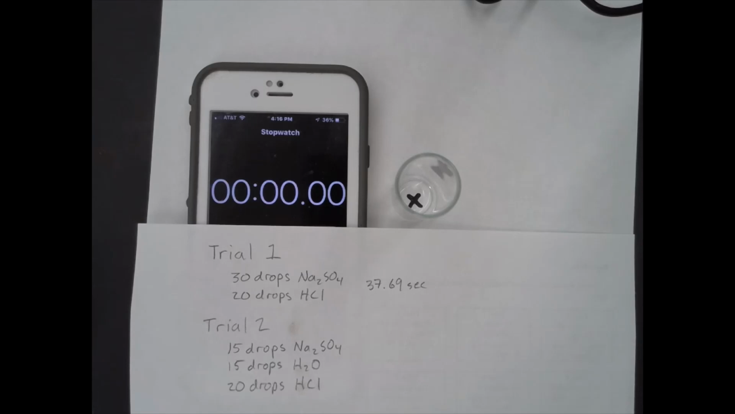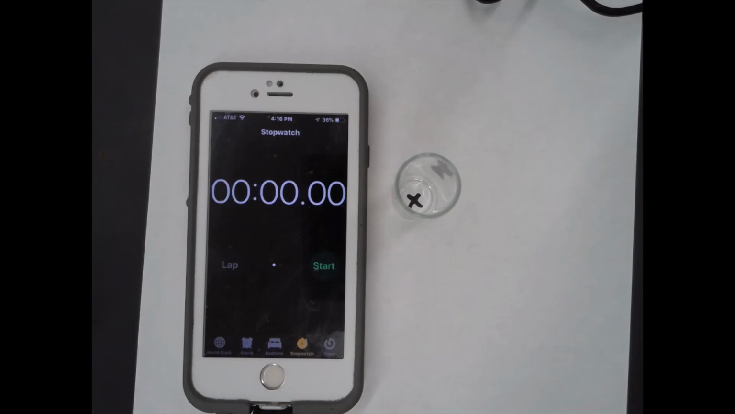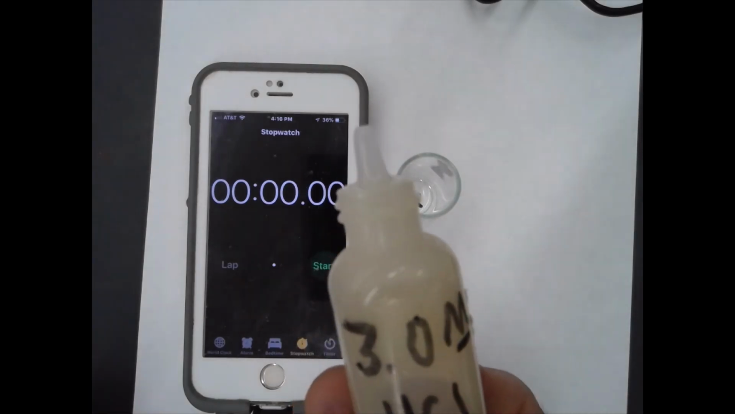Trial 2, we have 15 drops of sodium thiosulfate, 15 drops of water, and 20 drops of hydrochloric acid. I've added the sodium thiosulfate and water to the vessel. I'll again start the timer when I add the first drop of hydrochloric acid.